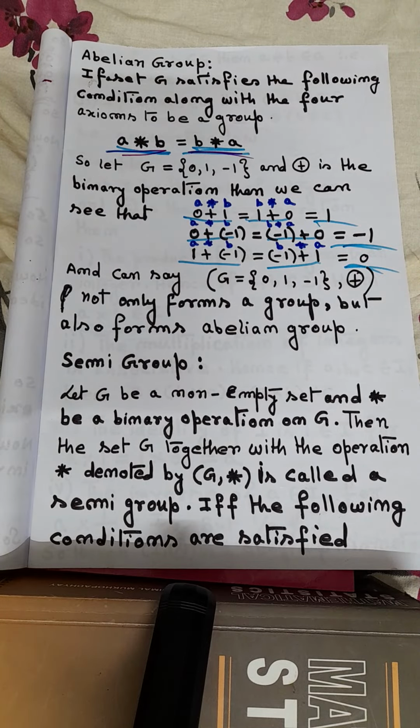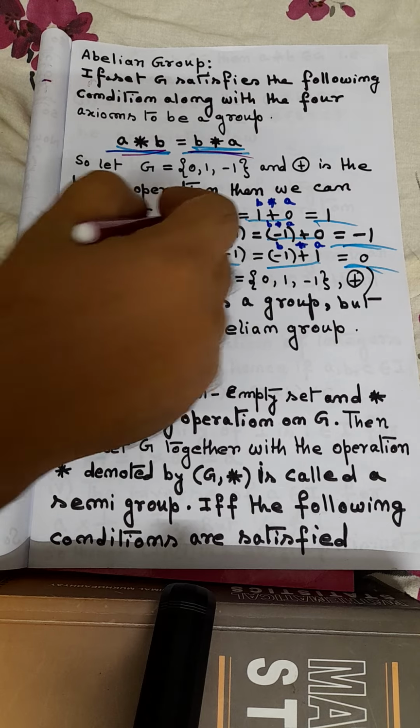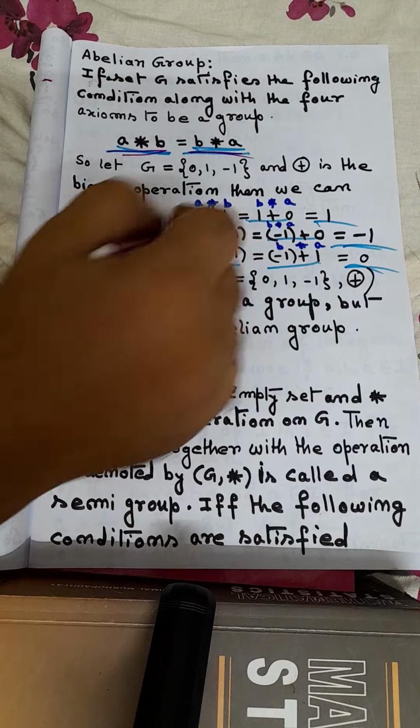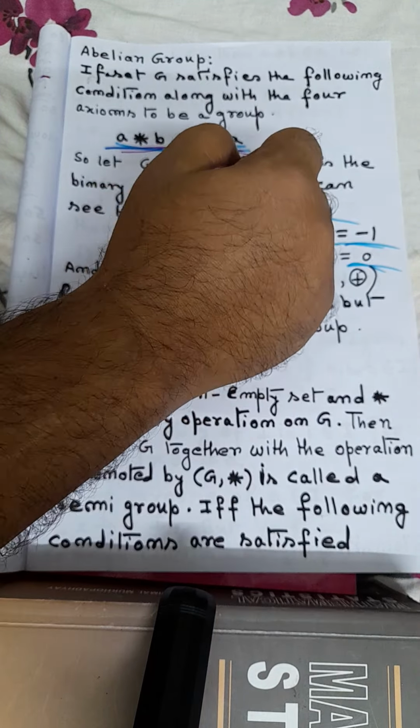Okay, so let's consider the set G having numbers 0, 1 and minus 1. We have already checked that the set 0, 1 and minus 1 with addition as binary operation forms a group. So now we will check whether the same set G with addition as binary operation forms an abelian group or not. Okay, so how will we check that? We will first add 0 plus 1 and then 1 plus 0, that is A operation B and B operation A.